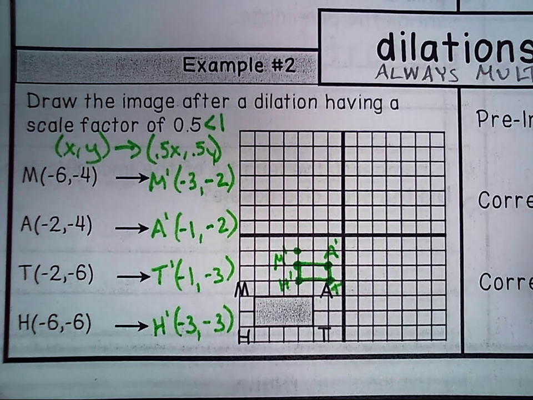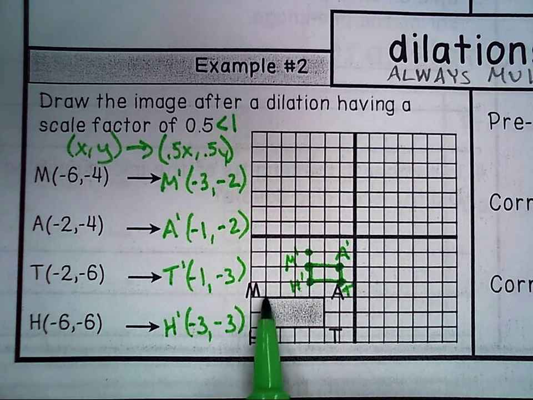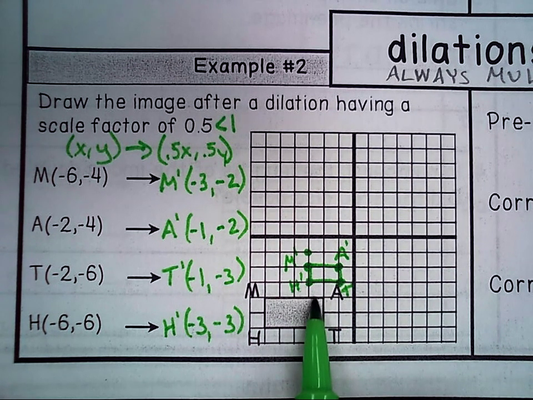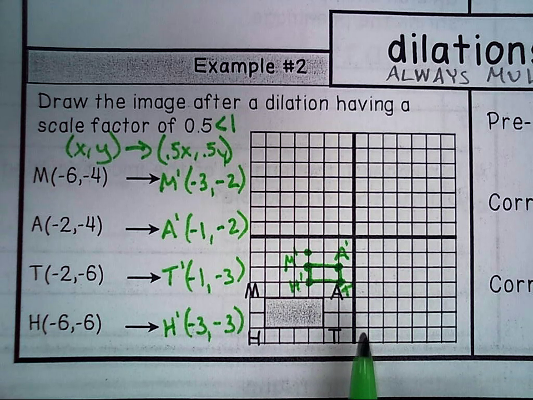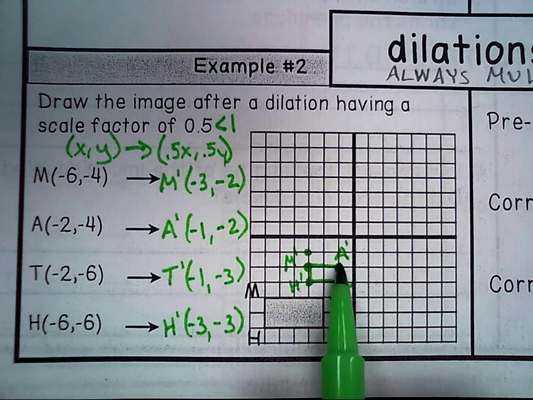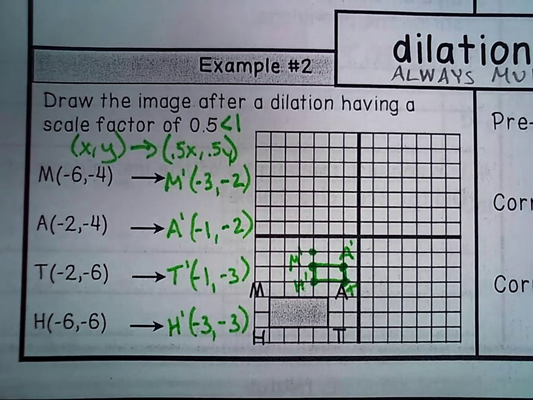We can just look at it like this. Another way you can check yourself is the distance from M to A, 1, 2, 3, 4 blocks. Well, if we cut it down by a half, it's only going to be 2 blocks. We're going to do the same thing here on the vertical. If we go A to T, that is 2, and we're multiplying that by half, so that's going to be our 1 right there. And that's how you graph the dilations that are given to you.